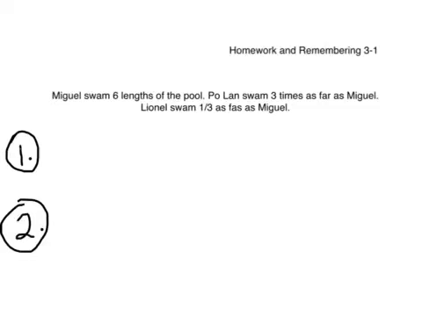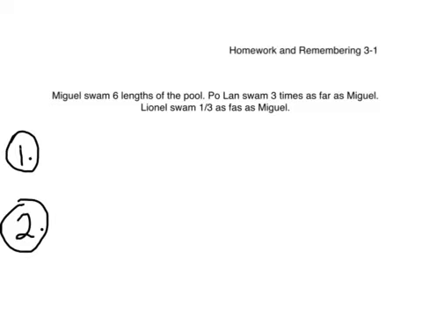Alright, so back at our videos with our new Unit 3 homework and remembering questions 1 and 2. Number 1 has a little story problem here with some lengths of different distances swam. It says Miguel swam 6 lengths of the pool. Polan swam 3 times as far as Miguel. Lionel swam 1/3 as far as Miguel. So with that information, we need to answer number 1 and 2.